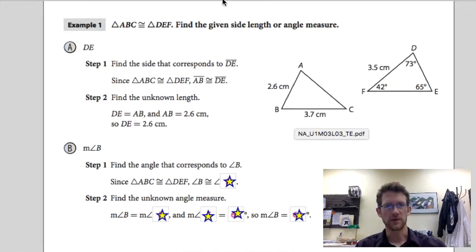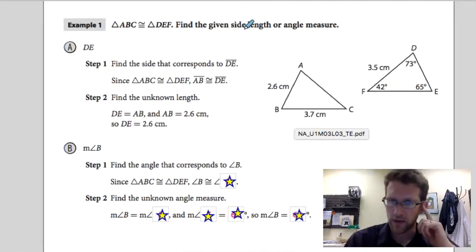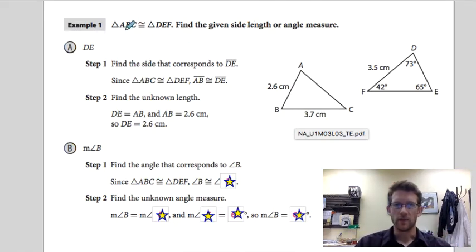Okay, so here's an example of a problem. They basically say that these two triangles are congruent. Therefore, we can basically set these sides equal to each other. We know that AB has the same length as DE, AC has the same length as FD, BC has the same length as FE, and all the corresponding angles are congruent. So this one just asks us to find the side length of DE. Well, we find D to E, and we know it corresponds with AB, therefore it's 2.6.